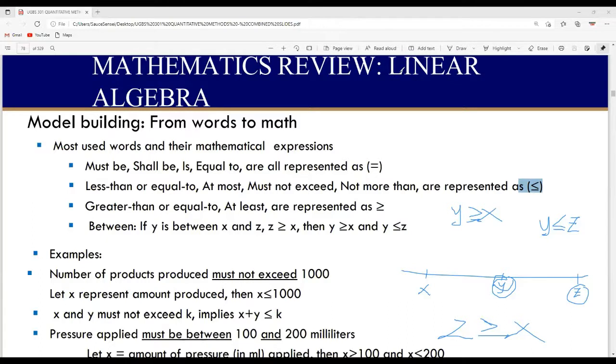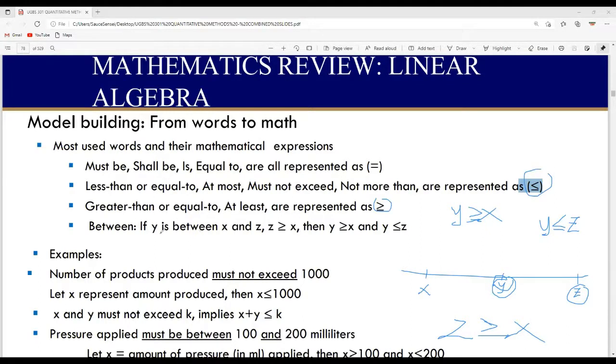So these mathematical expressions are going to help you formulate your model. You are going to use these words: shall be, is equal to, must be. You represent that as the equal to sign. Then must not exceed, has available to spend, not more than, at most, less than or equal to, are represented by the less than or equal to sign. Then greater than or equal to, at least, are represented as greater than or equal to. This one is less than or equal to. This one is greater than or equal to.